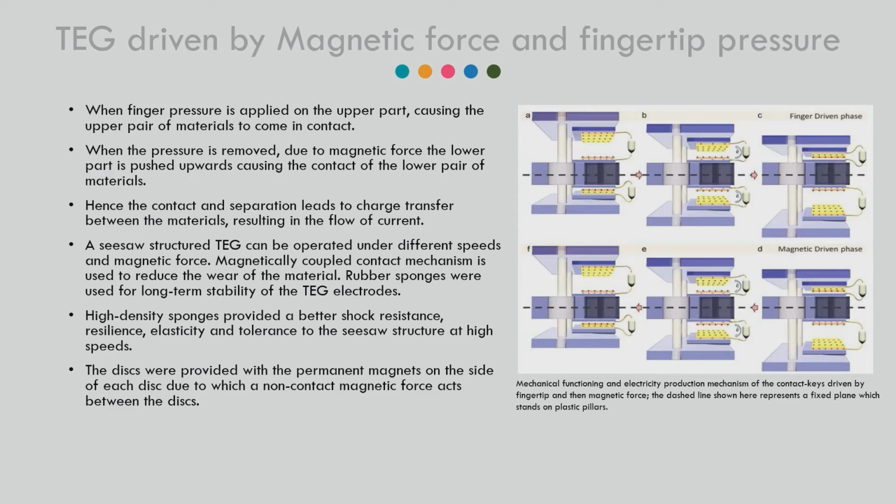A seesaw structured triboelectric generator can be operated under different speeds and magnetic force. A magnetically coupled contact mechanism is used to reduce the weight of the materials. Rubber sponge was used for long-term stability of the triboelectric generator electrodes. High-density sponges provide better shock resistance, resilience, elasticity, and tolerance to the seesaw structure at high speeds. The discs were provided with permanent magnets on the side of each disc, due to which a non-contact magnetic force acts between the discs.